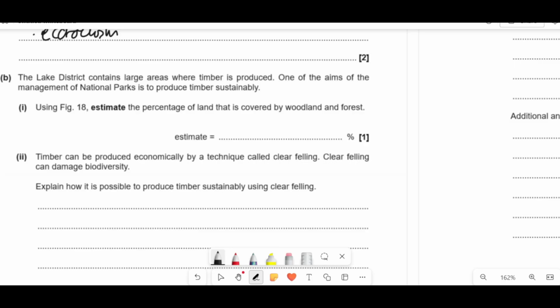The Lake District contains large areas in which timber is produced. One of the aims of the management is to produce timber sustainably. Estimate the percentage of land that is covered by woodland and forest.